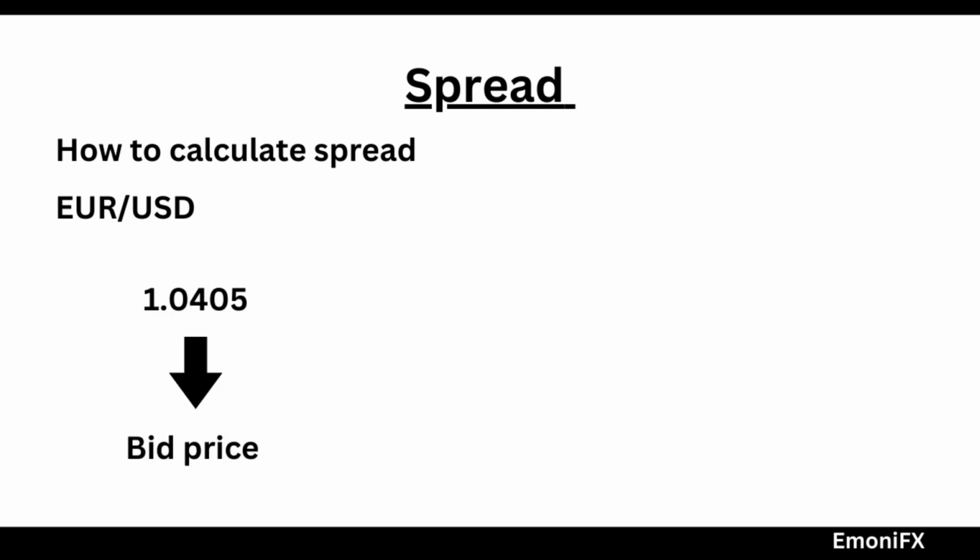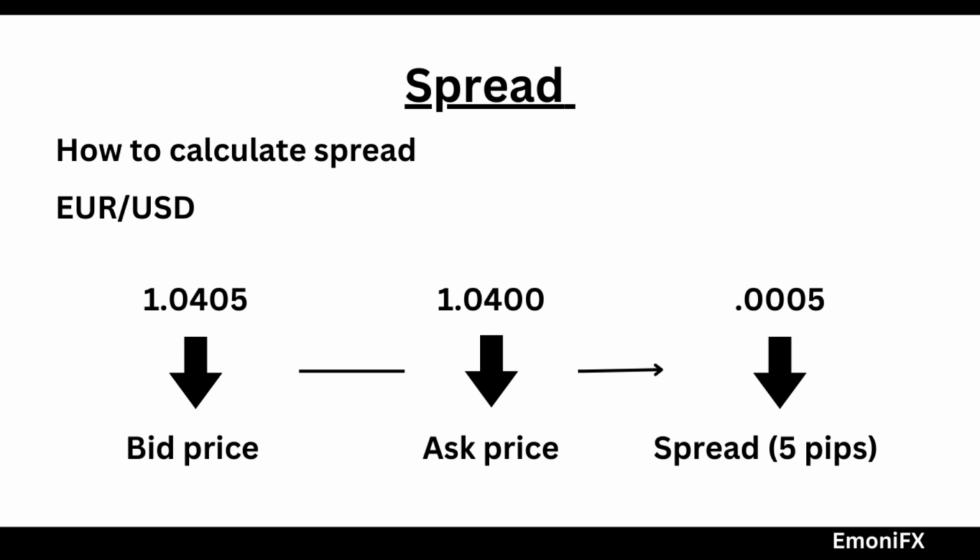So for example, say you want to calculate the spread for Euro-USD. Now let's say the bid price is 1.0405 and the ask price is 1.0400. Subtracting the bid price from the ask price will give you 0.0005. So basically, your spread is 5 pips. It's very simple.